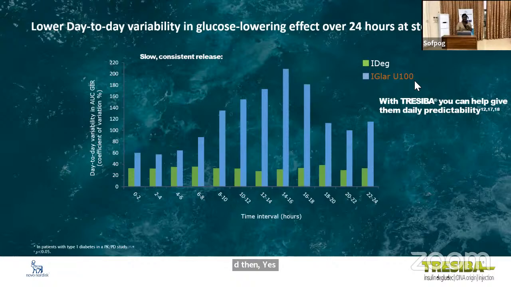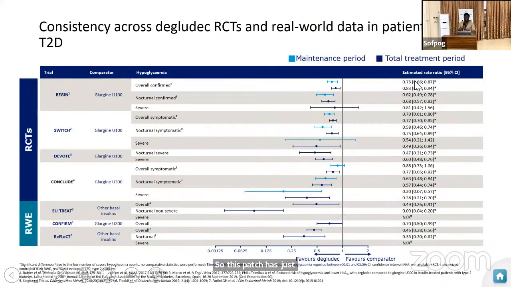So this bar chart just tells us that if a patient gets Tresiba on a daily basis, there's that predictable mode of action. The likelihood of having peaks and troughs will be highly reduced. Now, when we come to the third benefit, which is hypoglycemia.